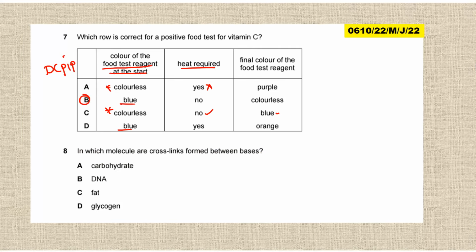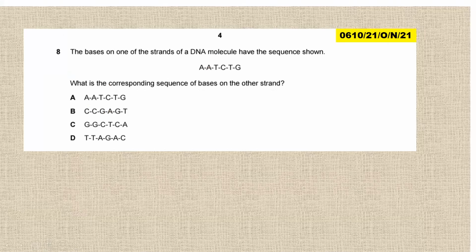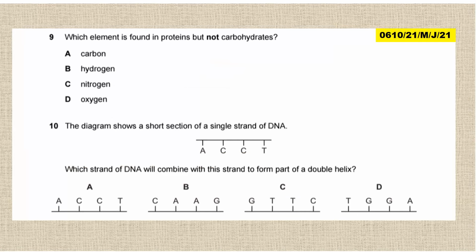All right, we've left out one question. In which molecule are cross links formed between bases to form a double helix? DNA. This is paper 2, variant 1, October, November 2021. The bases on one of the strands of a DNA molecule have the sequence. What is the corresponding sequence for the other strand? I'll leave this one to you. I've answered quite a number of questions on this, and I guess this part is very simple now.